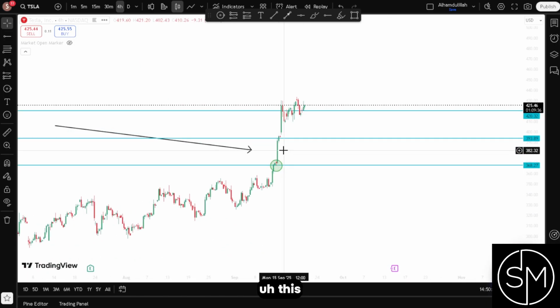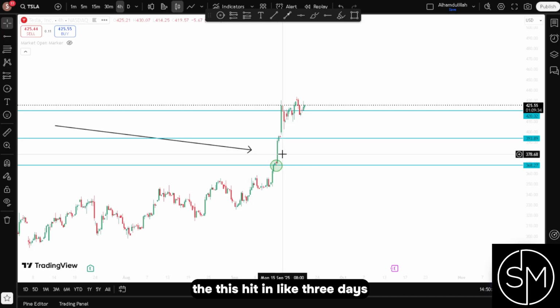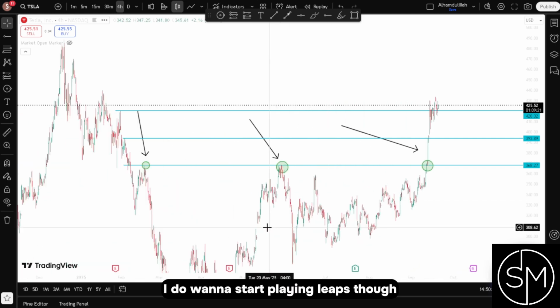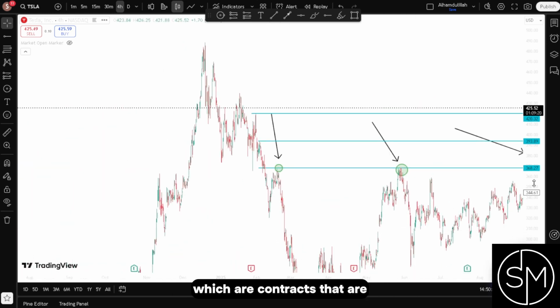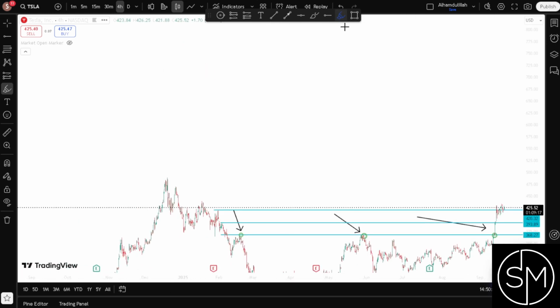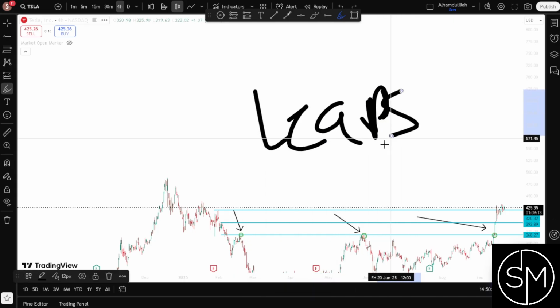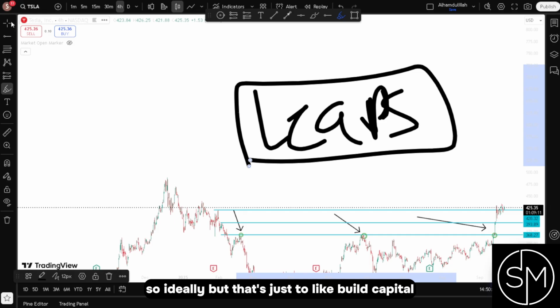This hit in like 3 days, but typically what I do is a month, or 3 weeks to 5 months. I do want to start playing LEAPS though, which are contracts that are over a year. Ideally, but that's just to build capital.